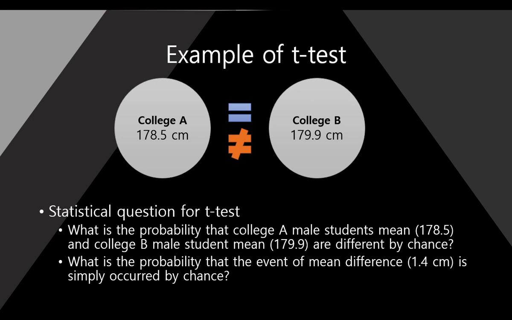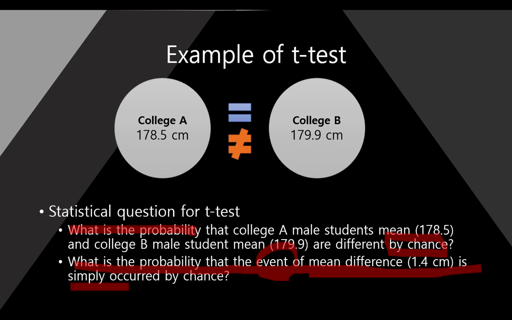Our statistical question is like this. What is the probability that the college A male student mean and the college B male student mean are different by chance? By chance, okay? Here, the mean difference of 1.4 centimeters is our statistical event. We call it an event. So we can change our statistical question like this: what is the probability that the event of a mean difference of 1.4 centimeters simply occurred by chance? That is our statistical question.